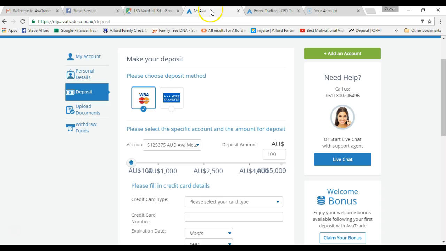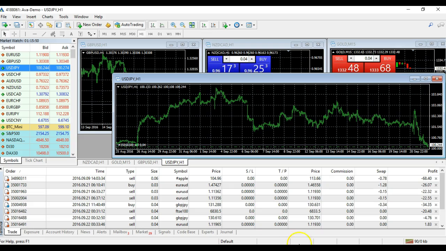I've got an account with them, and of course you can sign up and fund the account with any amount of money, starting probably with $100. What I wanted to show you was their trading platform. This is their trading platform. I'm using Ava Demo at the moment to show you how it works, but you've got to download it onto your computer to be able to utilize this platform.